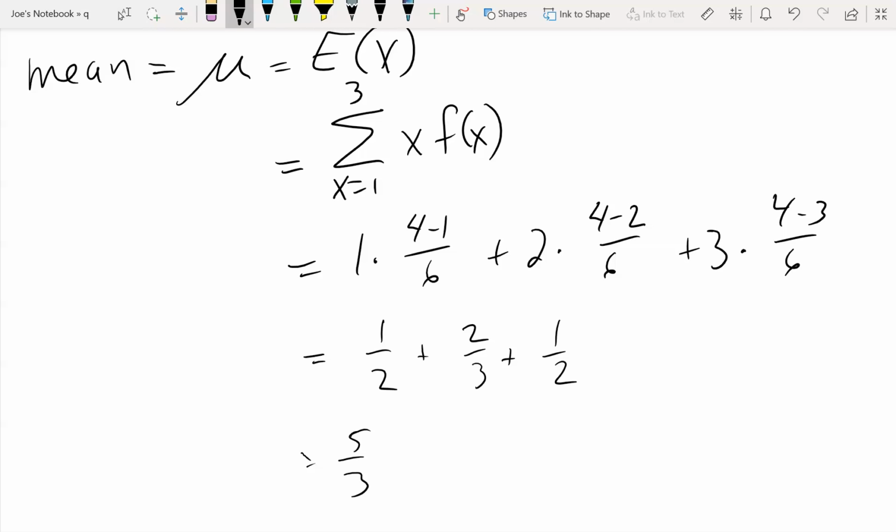By the way, if you wanted to do the second moment, the expected value of x squared, all you would need to do is square these x values. You do 1 squared, 2 squared, 3 squared. You do the same thing.